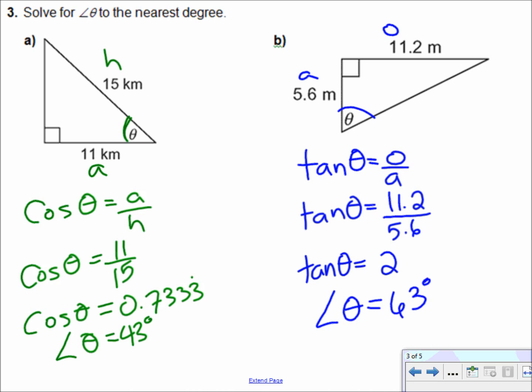Remember, when you have the decimal and you need the angle, you always have to do the second function of that trig ratio, okay? The second function of that trig ratio. Sounds good?